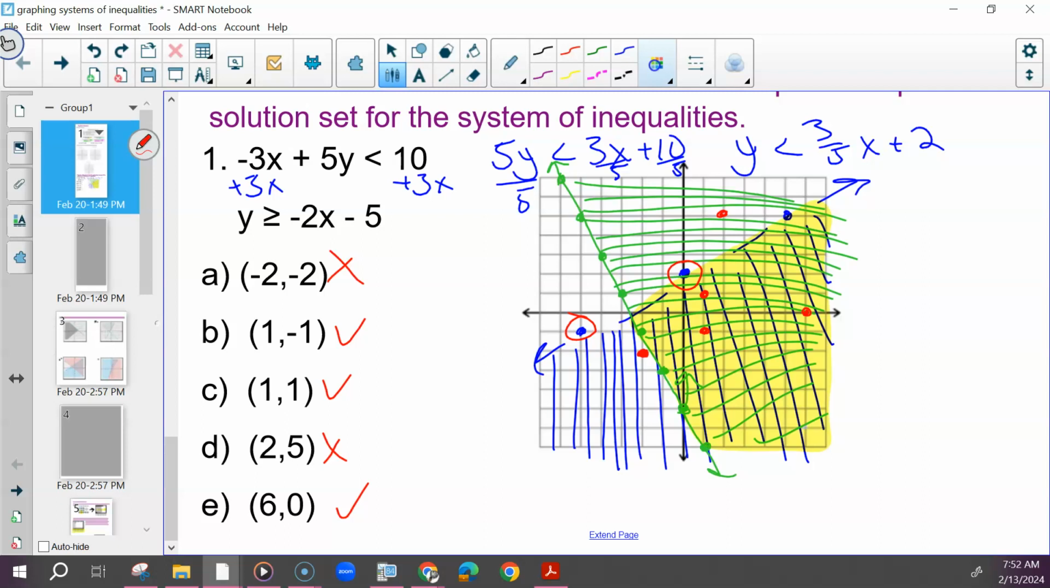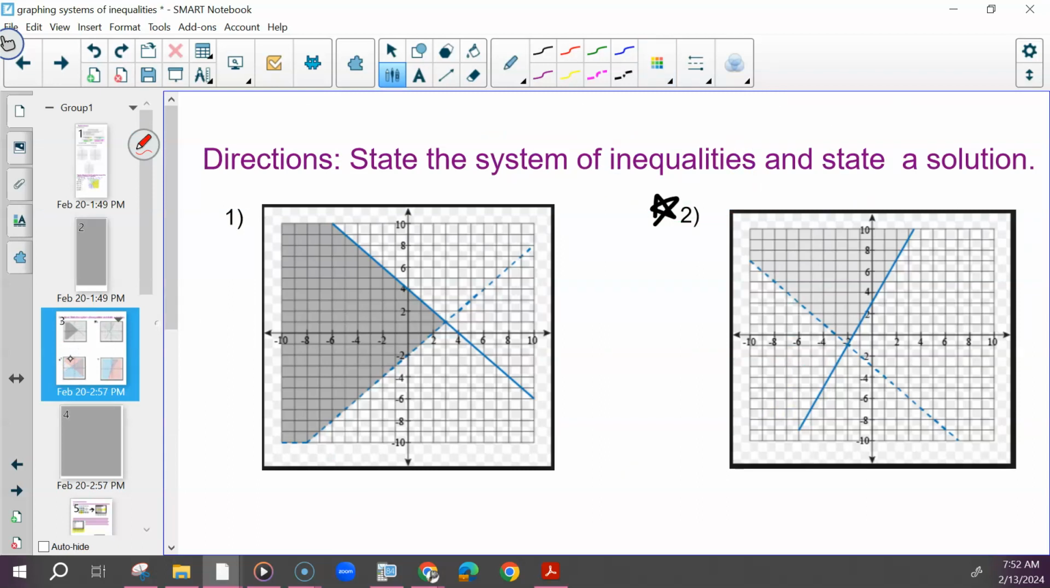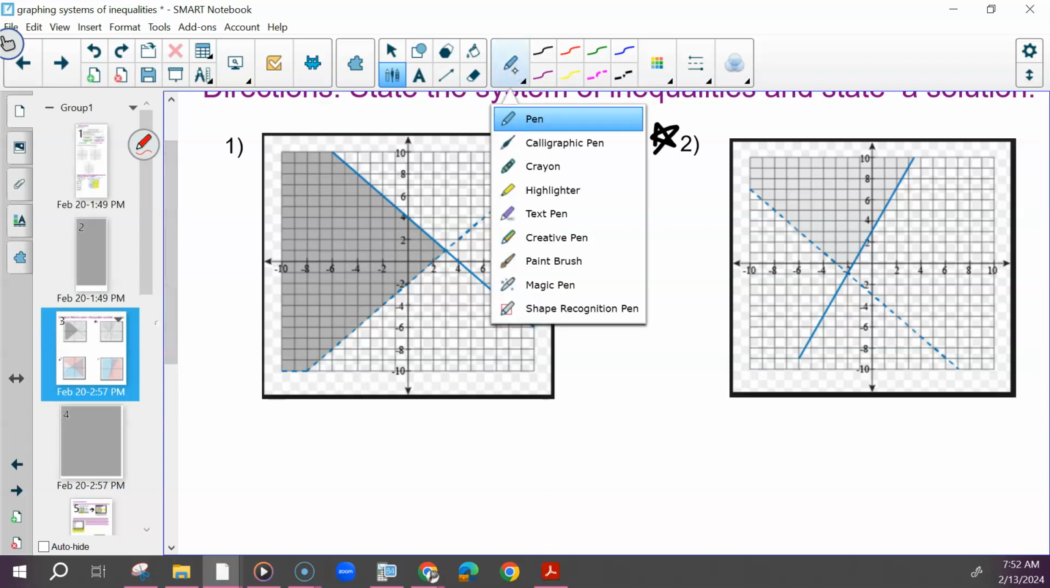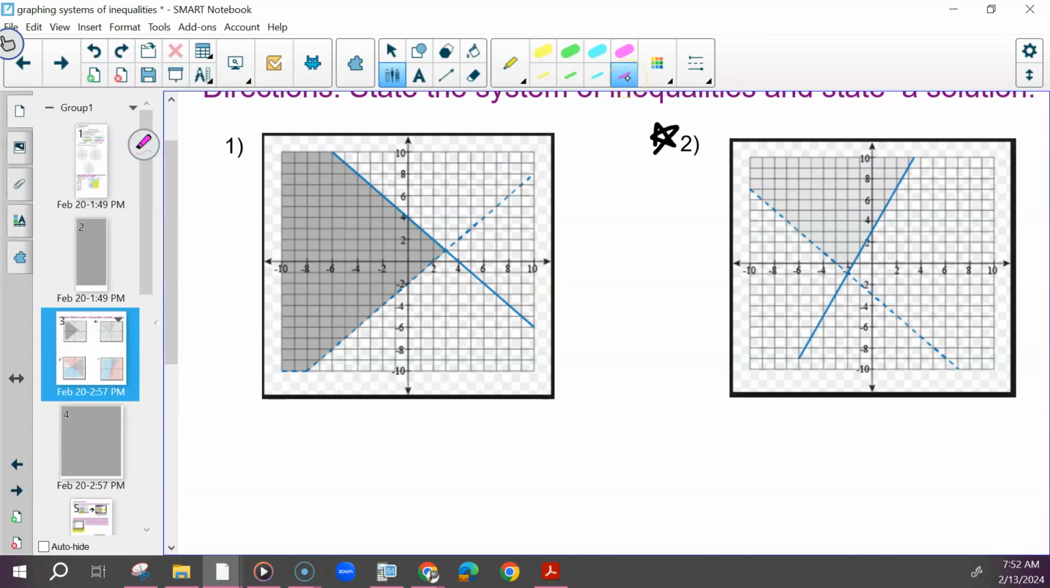Look at the next page. Here we have to state a system of inequalities and state a solution. One of your graphs, this one didn't really shade well on your paper, so if you want to shade that in, do that. So we're going to do number 1, and I'm going to change the color of one of these lines so it's a little bit easier to see and talk about.